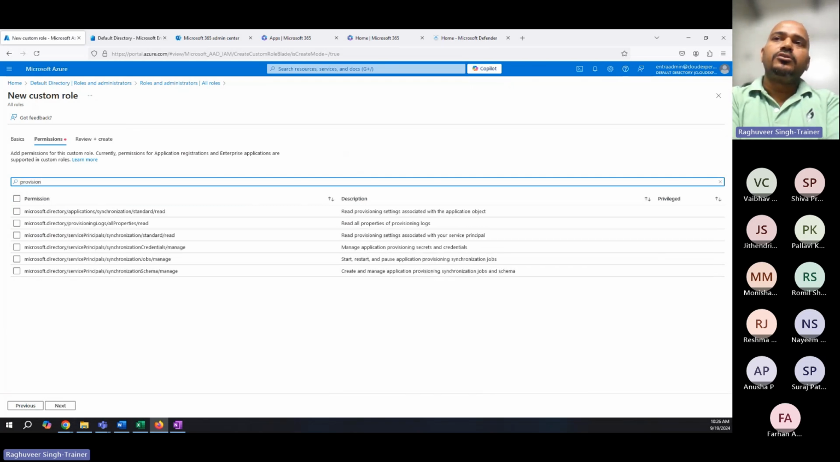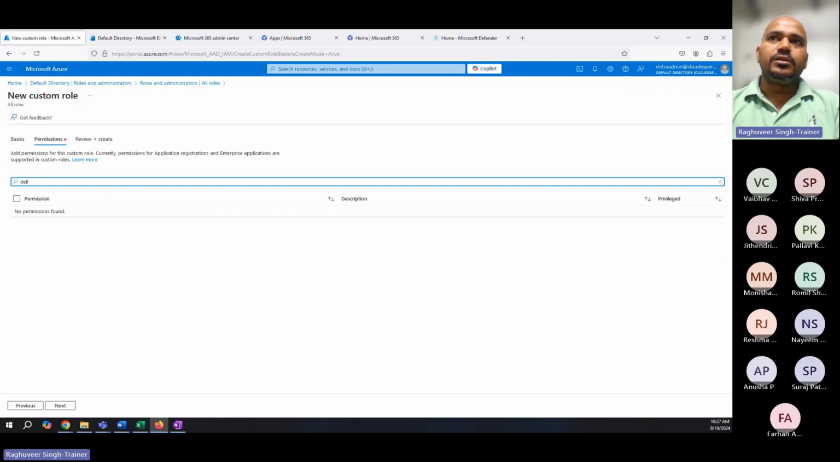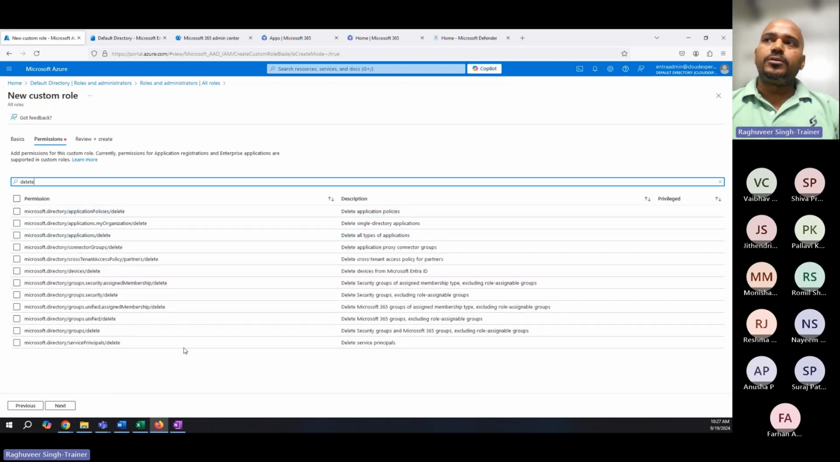Provision you can select. So this is the provision part, that this is what you can provision: read, provisioning, reload, create, and manage application, start, restart, and pause application provisioning. You just need to understand the keywords, which are manage, read, write, delete, create, provision. These are the keywords. If you want to see delete, then you will see delete operations also. So I say delete, these are all delete operations, delete application policies, delete service principals and whatnot, right?